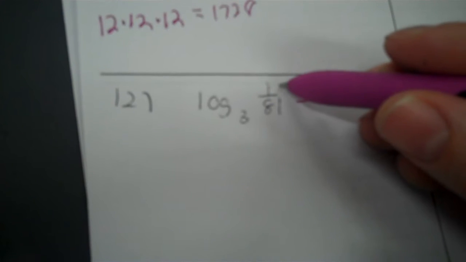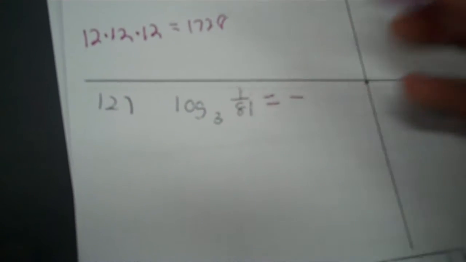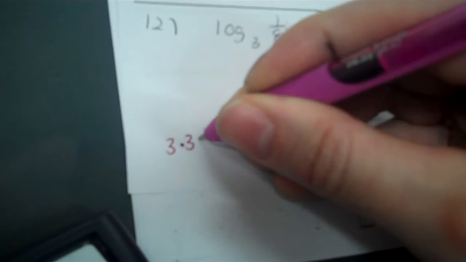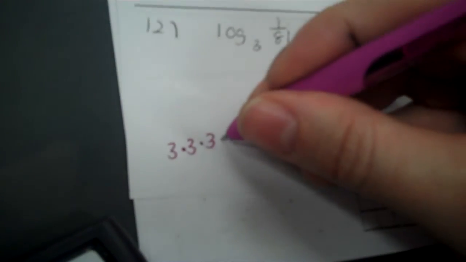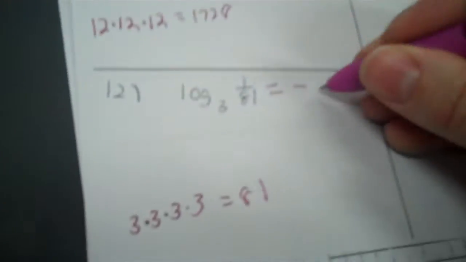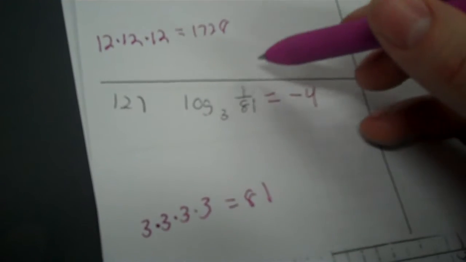Okay, now if you have a 1 over the product you're trying to multiply, you put a negative, and then you can just do 81. You don't have to worry about the 1 as long as you make it negative. So 3 times 3 is 9. That would be 27. And that's 81. So that would be 4, but it would be negative 4 because the 81 has been reciprocated, 1 over 81.